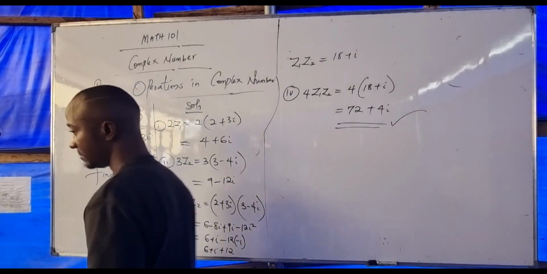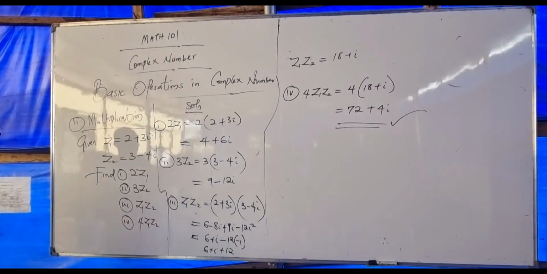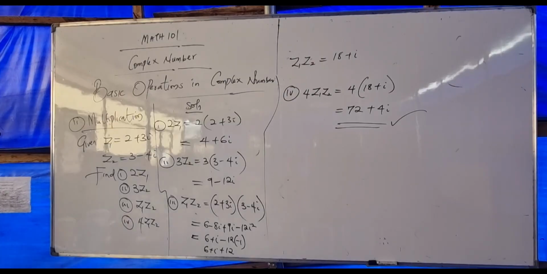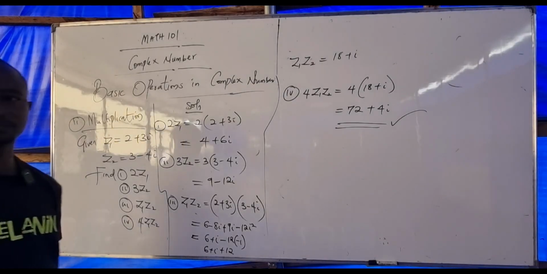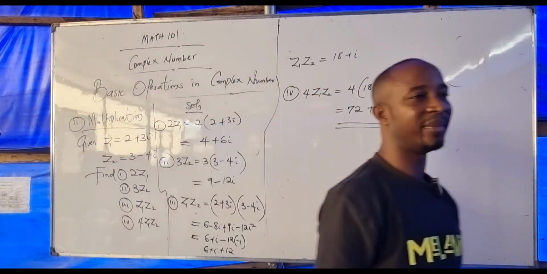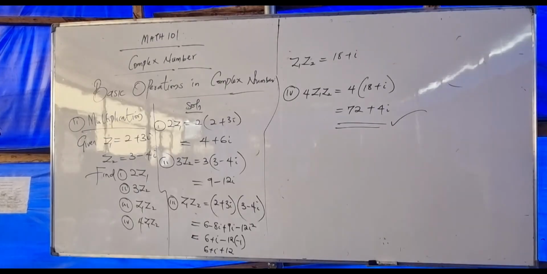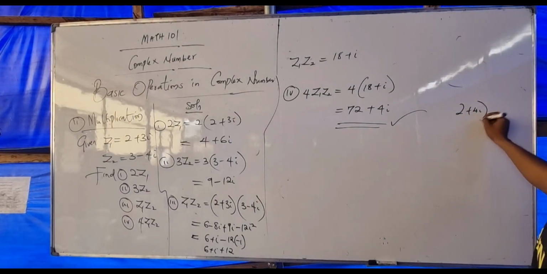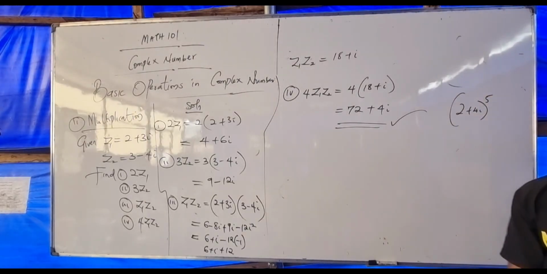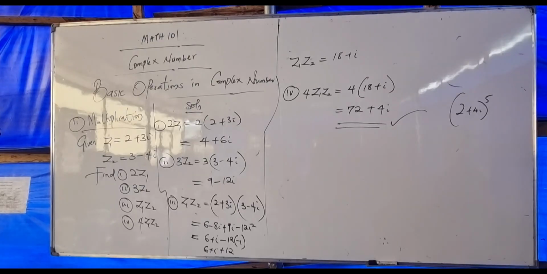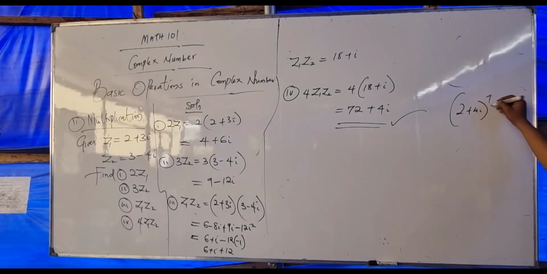Okay. Put it down. Let's look at one more example under multiplication. Have you heard about Pascal's triangle in mathematics? Binomial expansion. Sometimes they might give you something like this: 2 plus 4i raised to power 5 to expand, or raised to power 7 to expand.